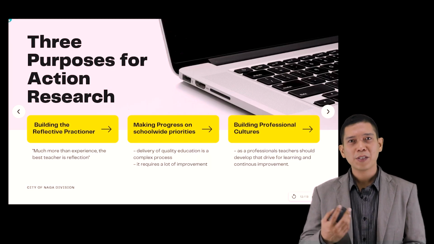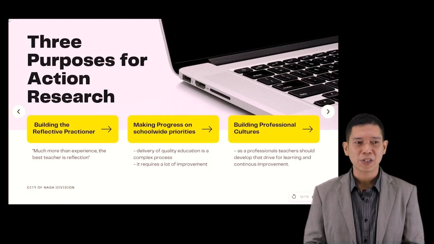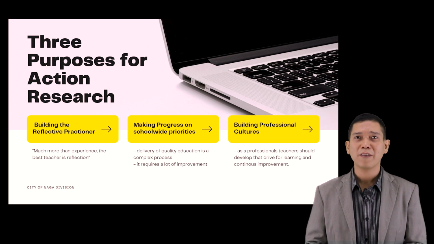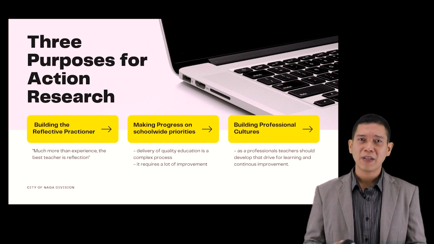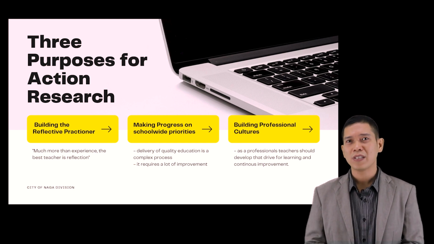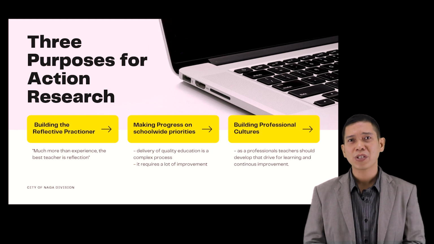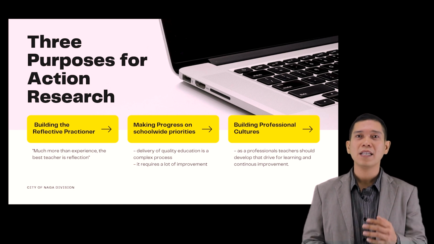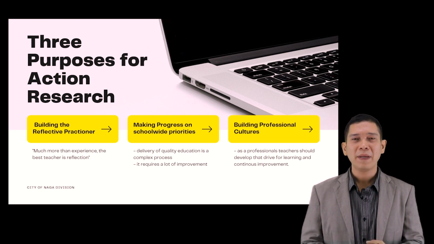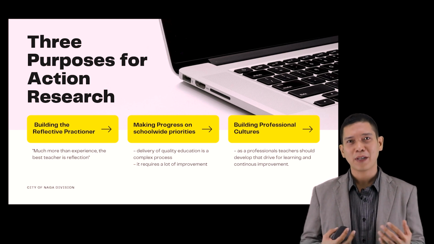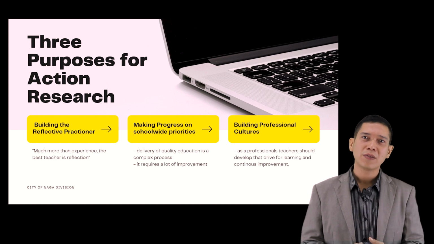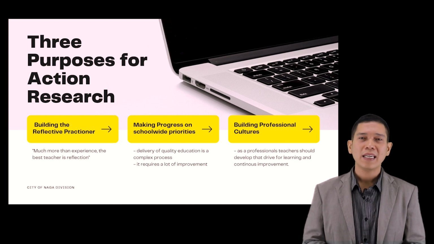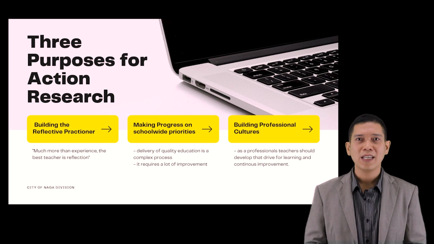Right. So let us remember the three purposes of action research. First is to build a reflective practitioner. Okay, so are you a reflective practitioner? So it's very important that we take into consideration this very important saying: the best teacher is not experience, it is reflection. So become a reflective practitioner. Try to reflect on your practice, improve it, take into consideration the different data that you have collected, and improve the way you do things. In such way, you become a reflective practitioner.